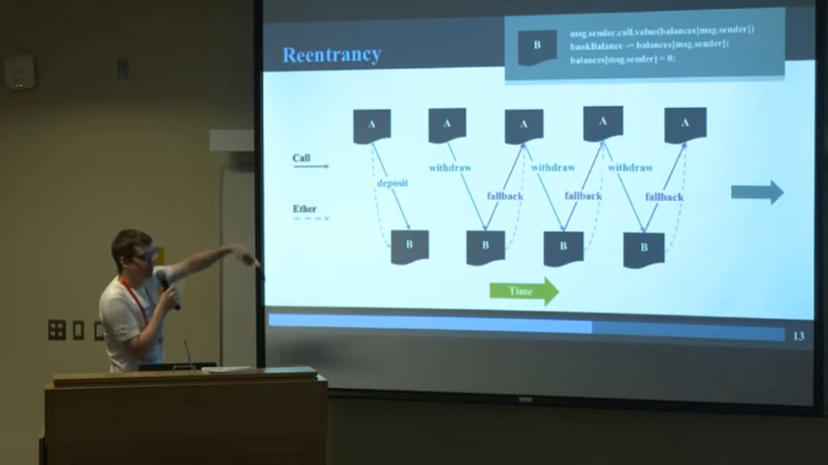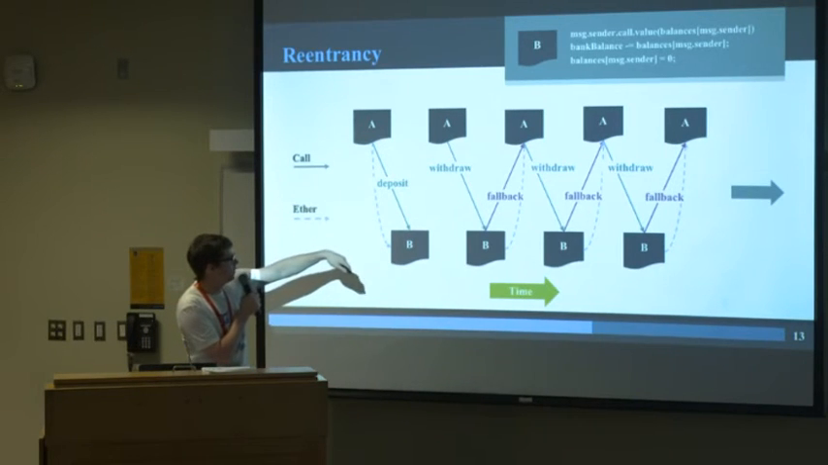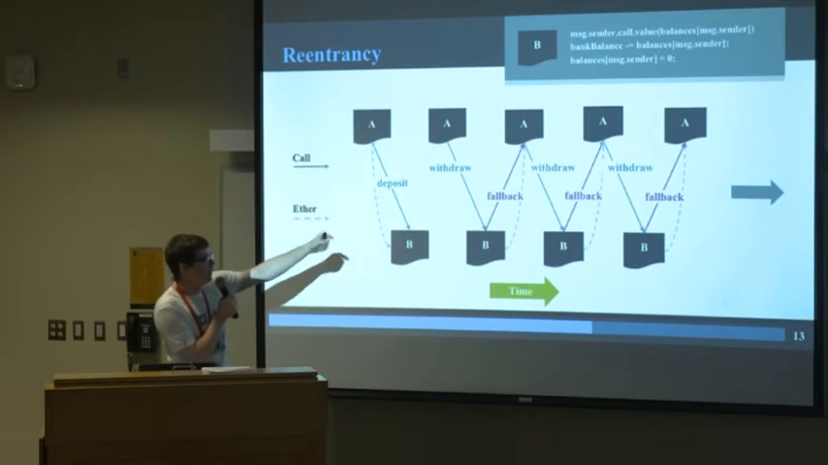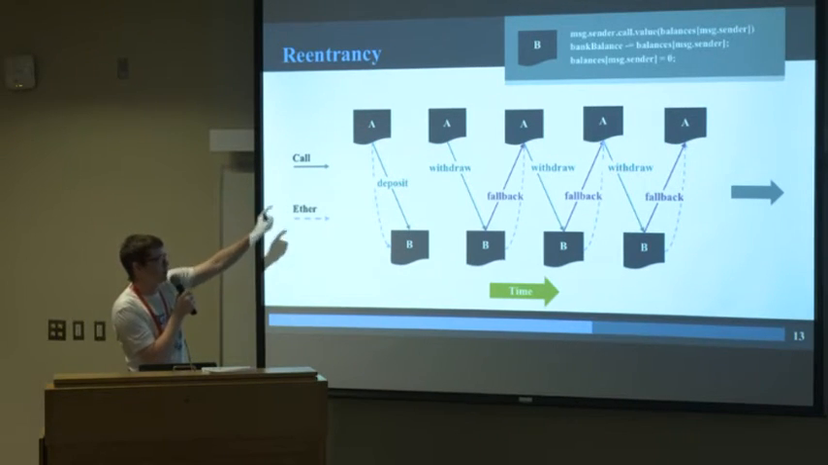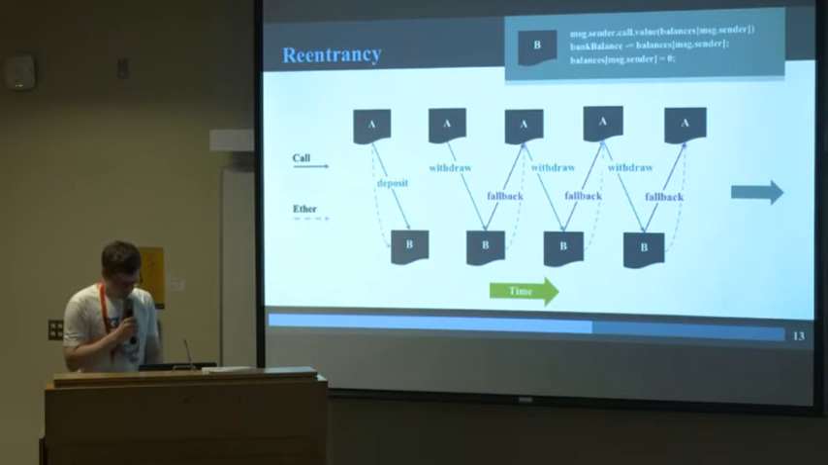We have contract A, contract B. First, you deposit, let's say some ether, then you want to withdraw it, and you send it to contract B. It hits the fallback function, which then calls back to contract A to do the withdraw, repeat, repeat. So this is probably the most famous exploit, relating to the DAO project.